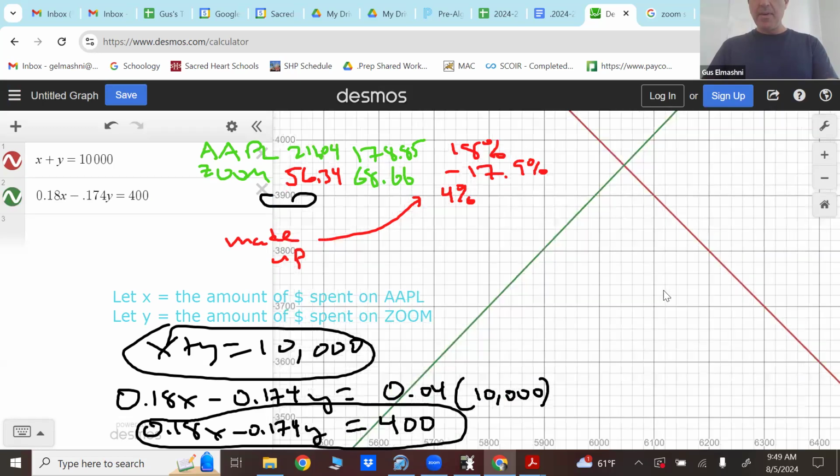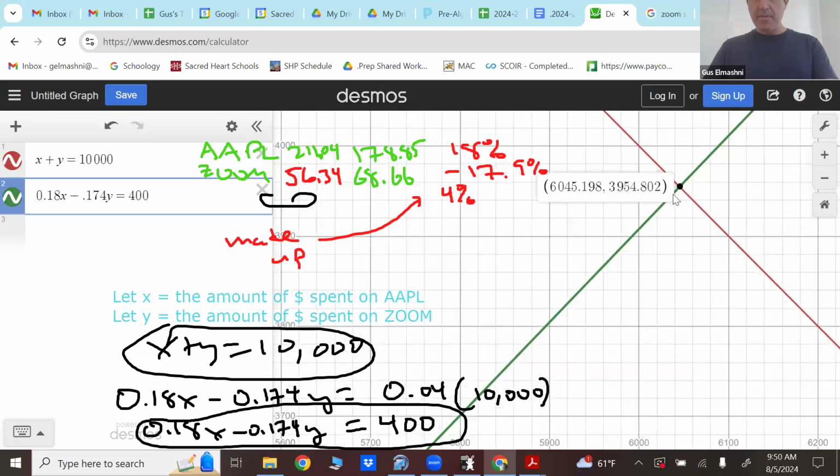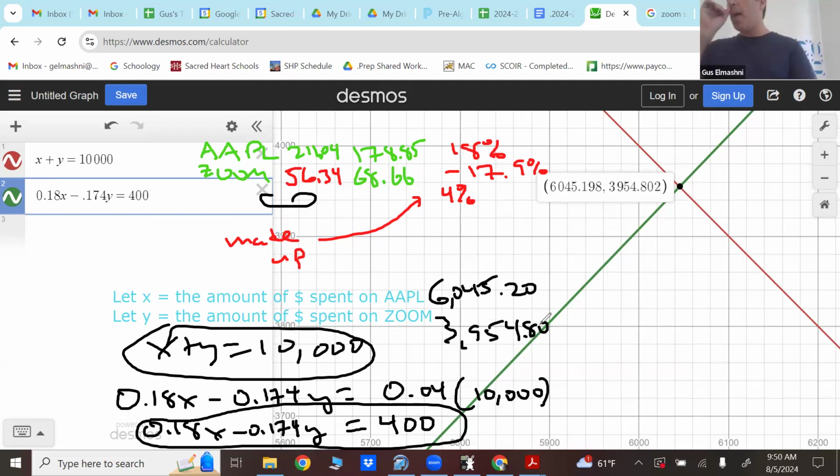Okay. So it seems like not a nice whole number, but it's okay. So roughly $6,045.20 in Apple and $3,954.80 in Zoom. So you spent more money in Apple as you should, because you made some profit because I chose 4% interest as a return.